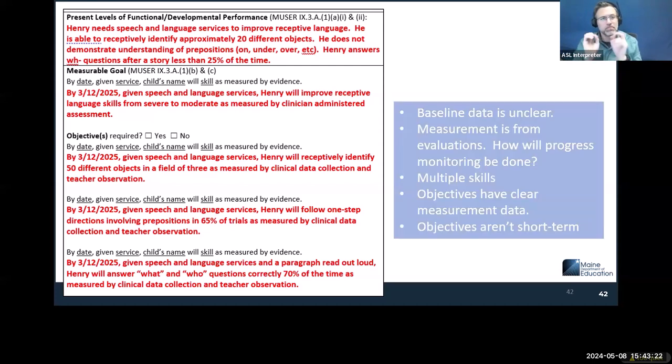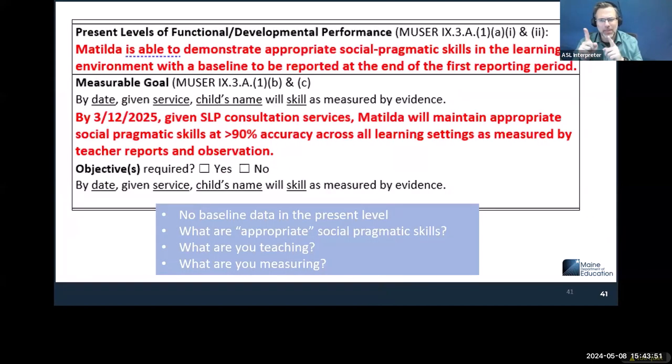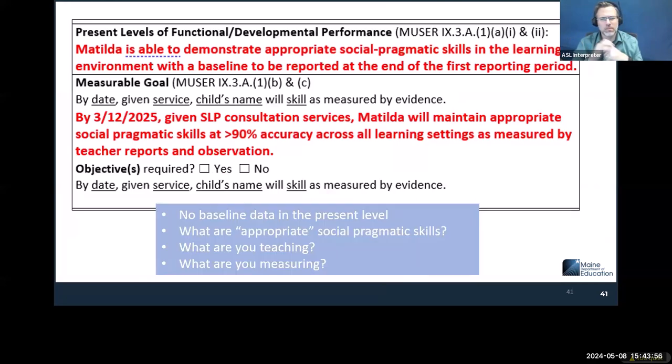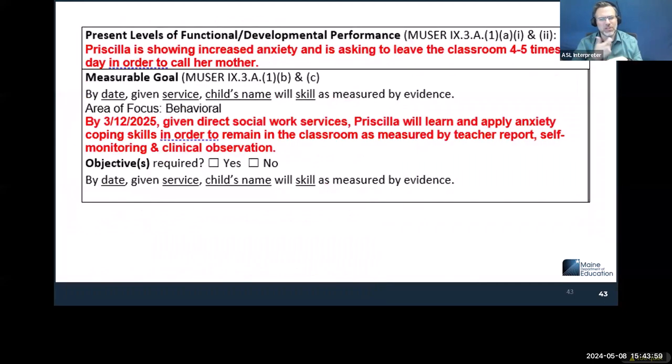All right, I'm going to show you what I put on here. Baseline data is unclear. Measurement, I think that measurement is from evaluations. I'm not 100% on that. Multiple skills. The objectives do have clear measurement data. They're really good. Those would be really good individual goals. The objectives aren't short term. I have a shorter one. I'm really working on my wait time. Whoop, whoop, whoop. Where did I go? Oh no, I went backwards. Sorry. That's the one we just did. There we go.